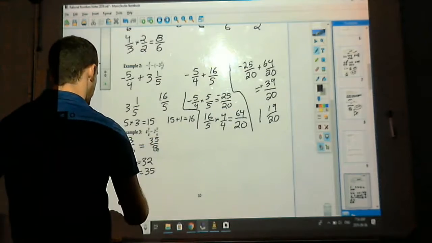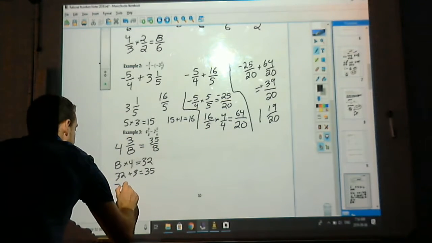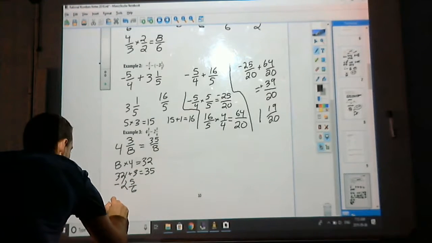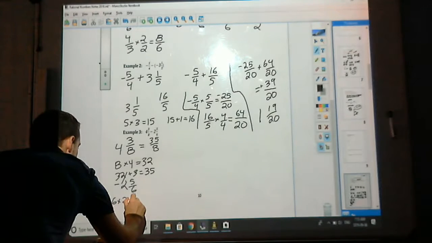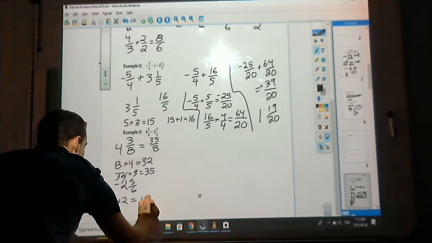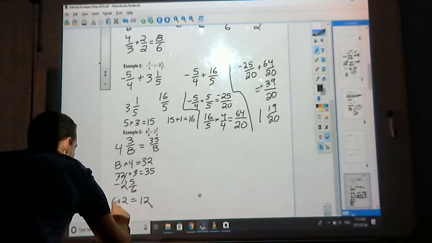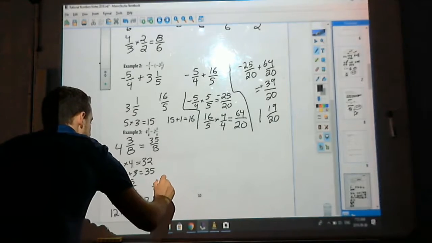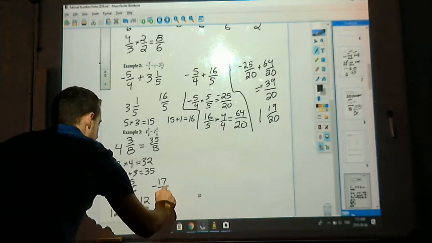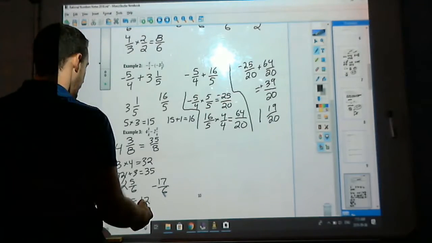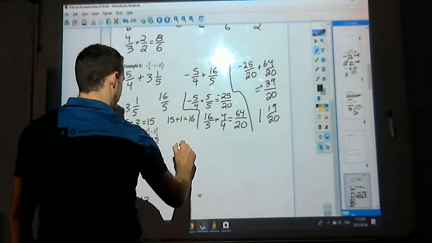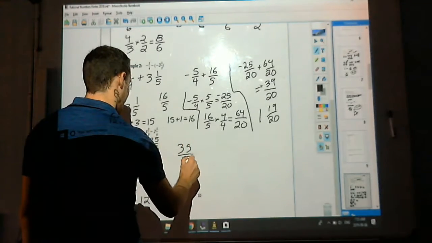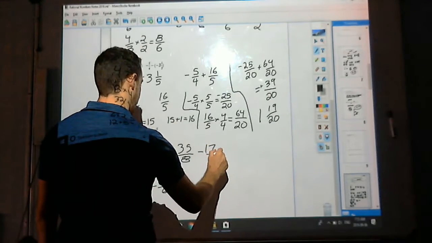Okay, now we're going to do our next number. So we had negative 2 and 5/6. So here 6 times 2 is 12, and plus 5, so 12 plus 5 is equal to 17. Now, don't forget your negative, so 17 over 6, we're off to the races. Okay, so again, put everything back in order, how you found it. So 35 eighths minus 17 sixths.